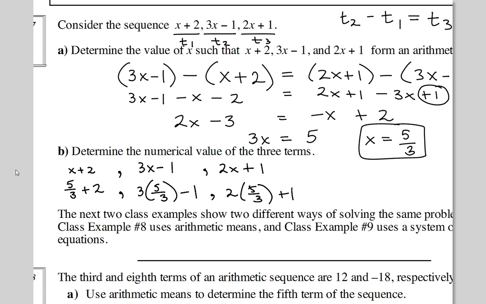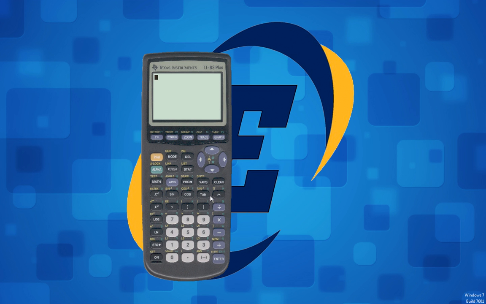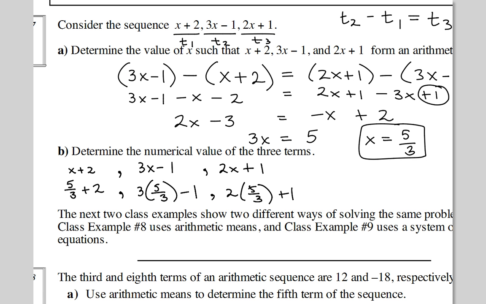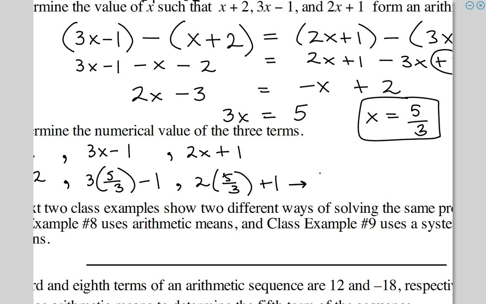And there's no problem with using a graphing calculator for these fraction operations. I would just recommend using brackets. So I'll show you the first one, the 5/3 plus 2. You don't have to do all that by hand if it's not something you want. 5/3 in a bracket plus 2, and then math fraction if you want to keep it as a fraction. Okay? So that first term was 11/3.